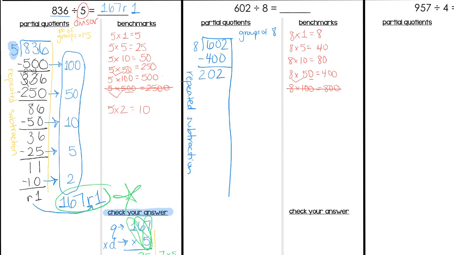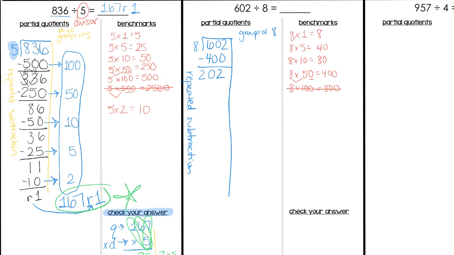All right. I'm looking and I'm saying I have 202 left. I can no longer take away 400. But 80 is pretty small. Perhaps if I doubled this, and did 8 times 20, I could get something between 80 and 400. So that's what I'm going to do.